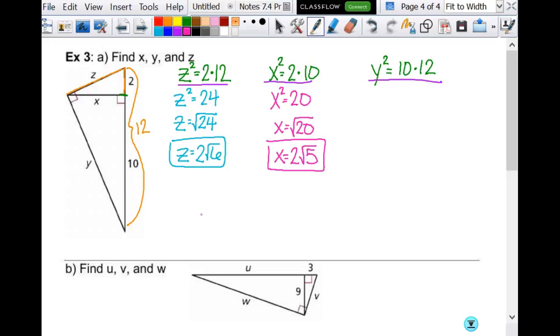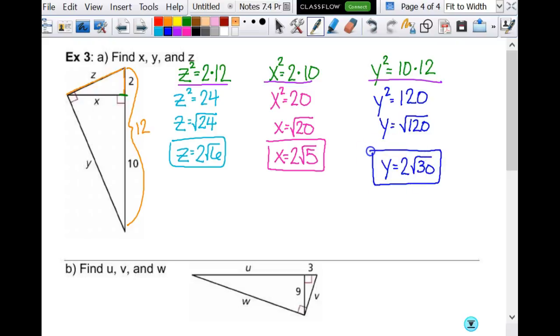Okay, then we have Y squared equals 120. So Y is equal to the square root of 120. So do your factor tree if necessary. You get Y equals 2 square root of 30. Okay. Now, they are not all going to work out so nicely where you can just do them in any order that you want. So let's look at the next one.